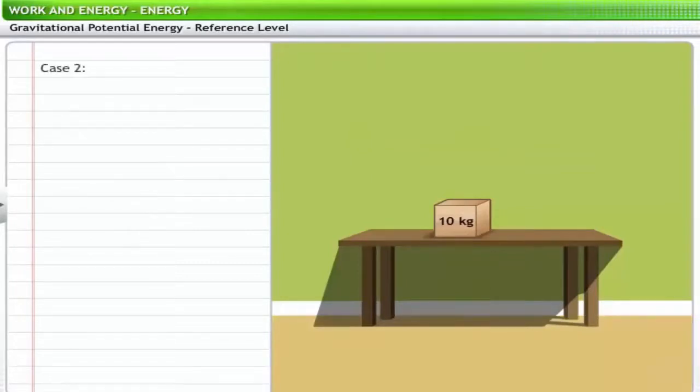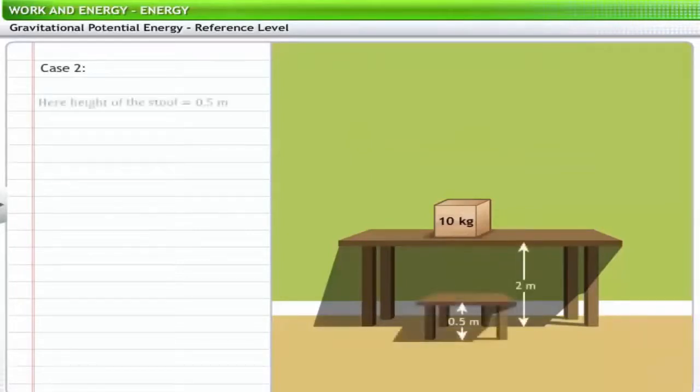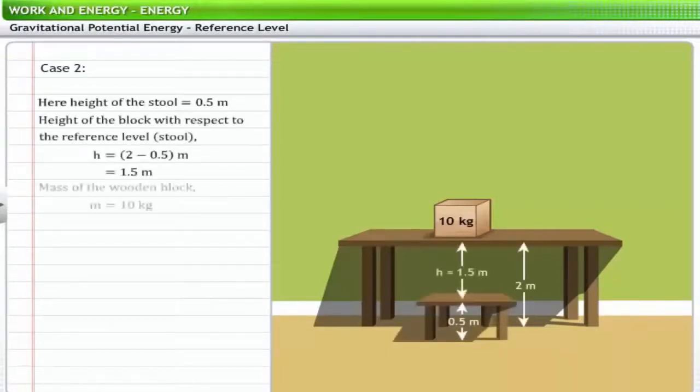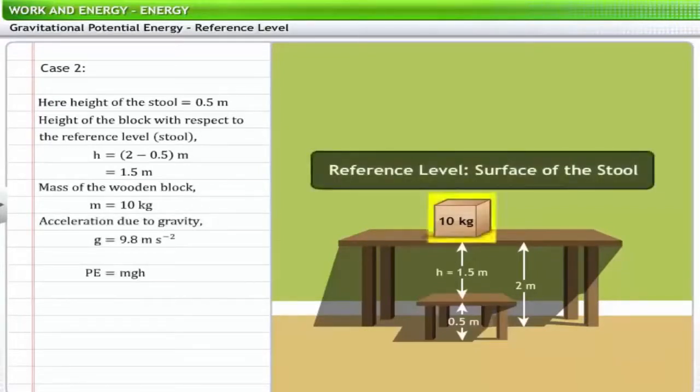Now let's consider case 2, where a stool that is half a meter tall is placed beside the table. The potential energy of the block with respect to the stool is the product of its mass, acceleration due to gravity, and the difference between the height of the table and the stool. That is 147 joule. Here, the surface of the stool is the reference level for the calculation for the gravitational potential energy.